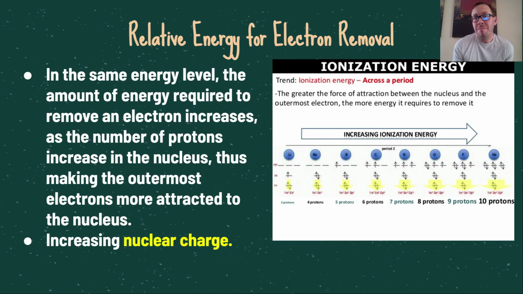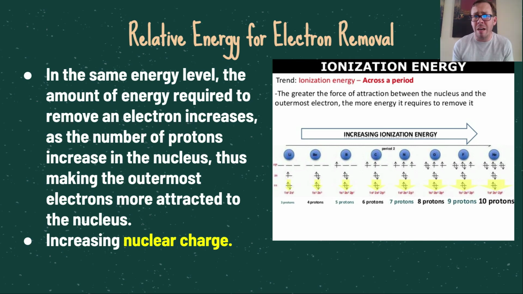So what about atoms that are in the same energy level? How do we compare them in terms of the amount of energy required to remove an electron? Well, in the same energy level, the amount of energy required to remove an electron increases as we go across a period on the periodic table. The number of protons increases, right? As we go across a period, so let's say that third period, we start at 11, and then we have 12 protons, 13 protons, 14 protons, 15 protons.